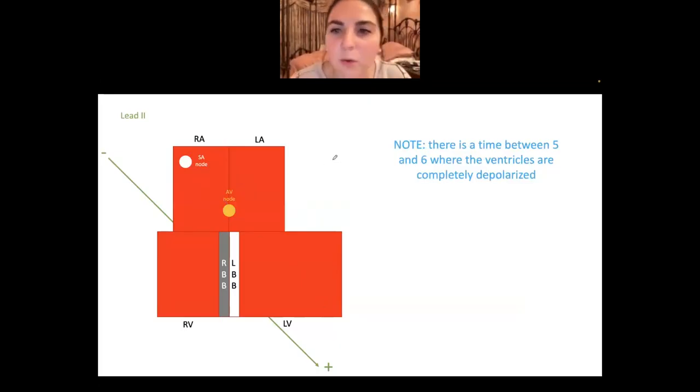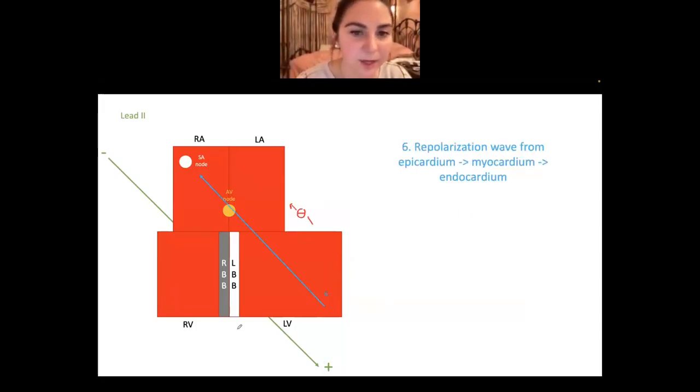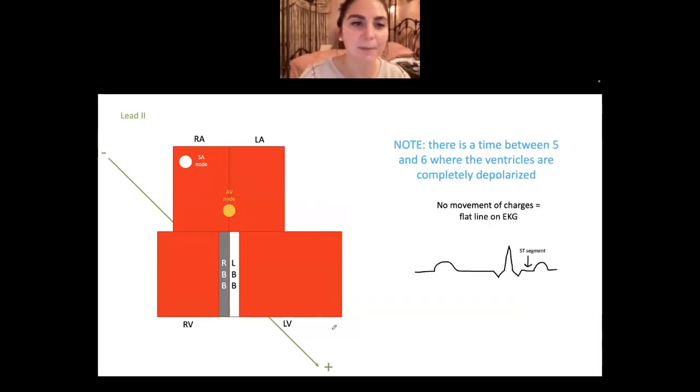And then between steps 5 and 6, right here, when the Purkinje fibers are sending that wave of depolarization, what's being read as this downward deflection, and this wave of repolarization, there is a time period where the ventricles are completely depolarized. And remember, we talked about that when you have complete depolarization, there's no movement of charges, nothing should be happening on the EKG. That's your ST segment.